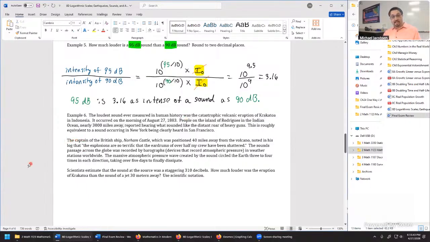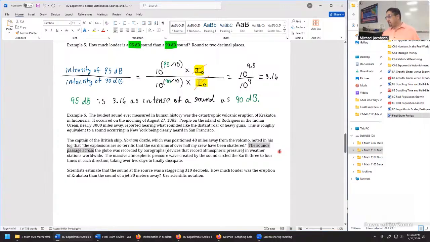Here's a real historical context. This is something that has been recorded. The captain of the British ship Norham Castle, which was 40 miles away from the volcano, noted in his log, the explosions are so terrific that the eardrums of over half my crew have been shattered. So there are lots of accounts of this.